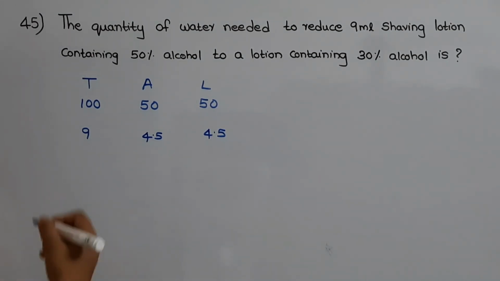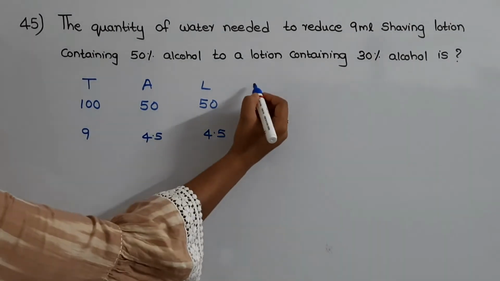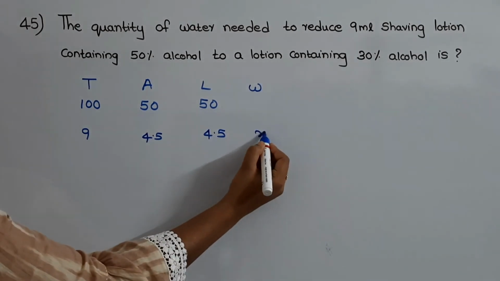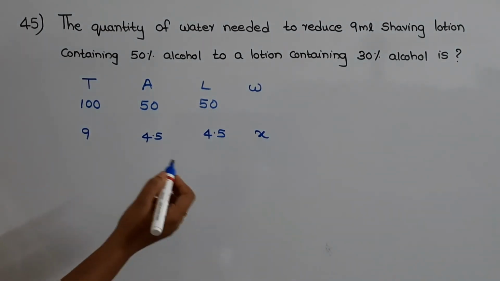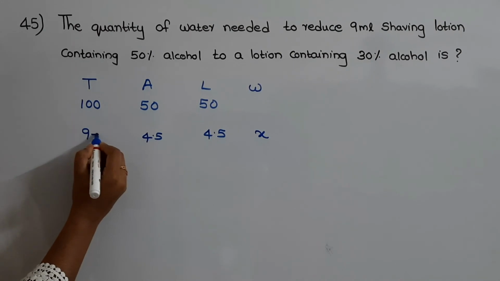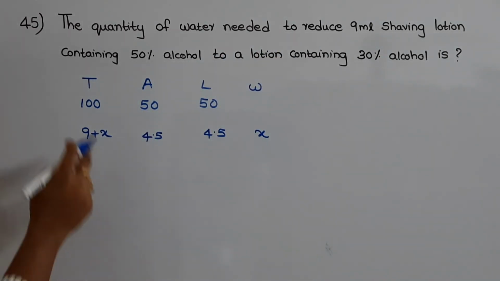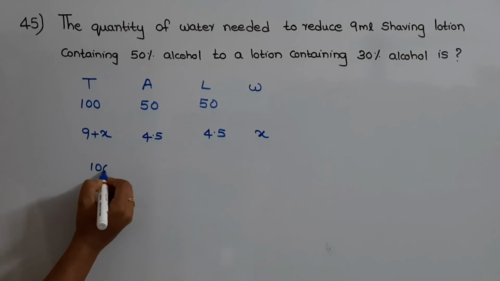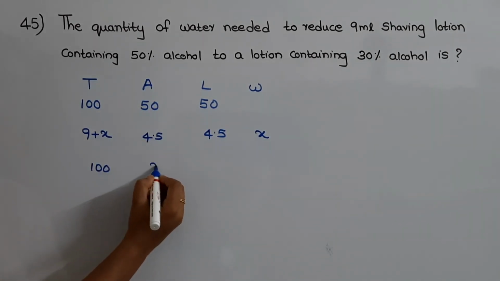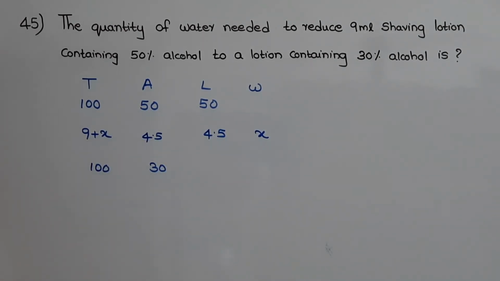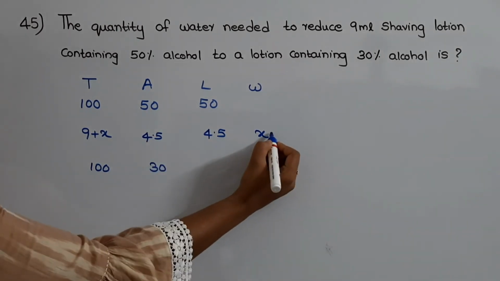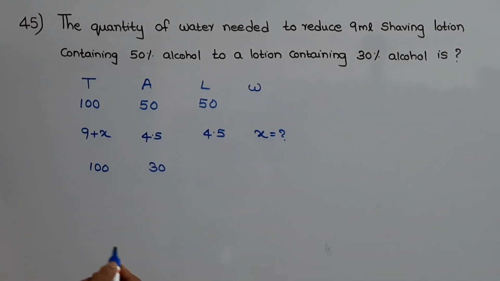To this they have added some quantity of water. Let us consider they have added some x quantity of water. Then the total quantity will be increased, so this will become 9 plus x. Because of which the quantity of alcohol has become 30%, which means if the total quantity is taken as 100, the quantity of alcohol will be 30. We need to find out the quantity of water that is added, which means we need to find out the value of this x.